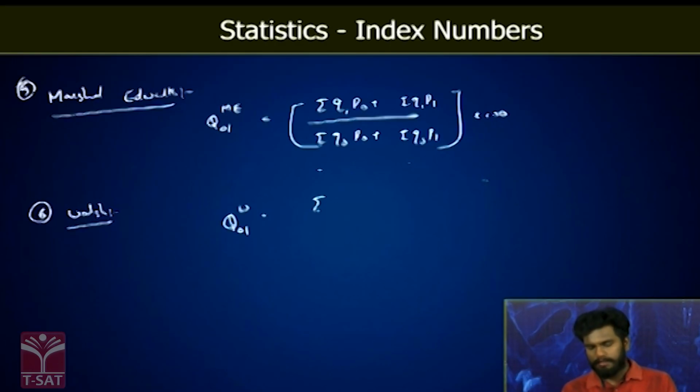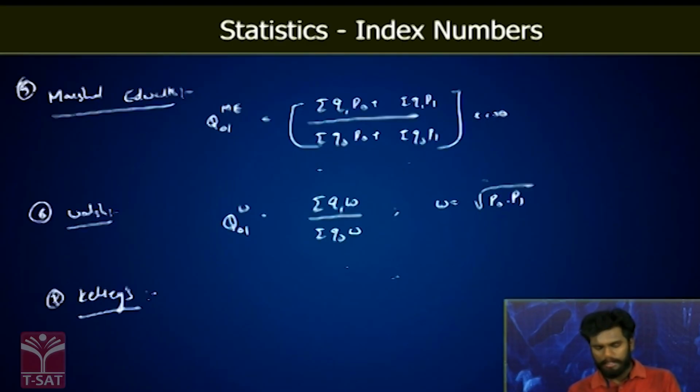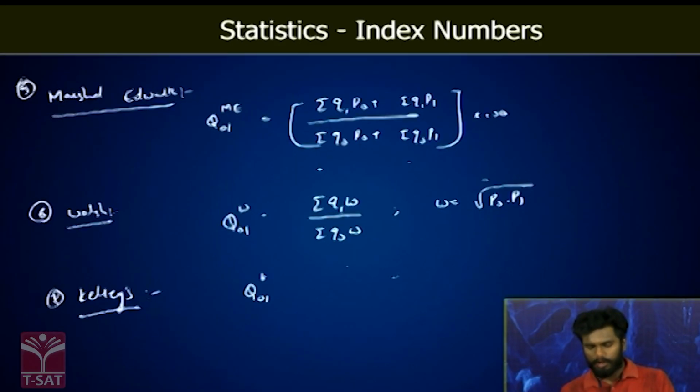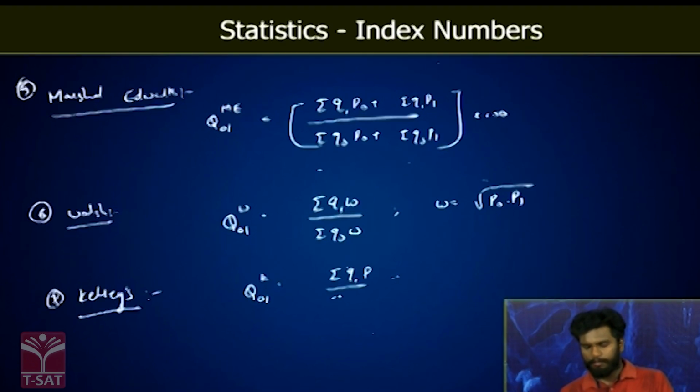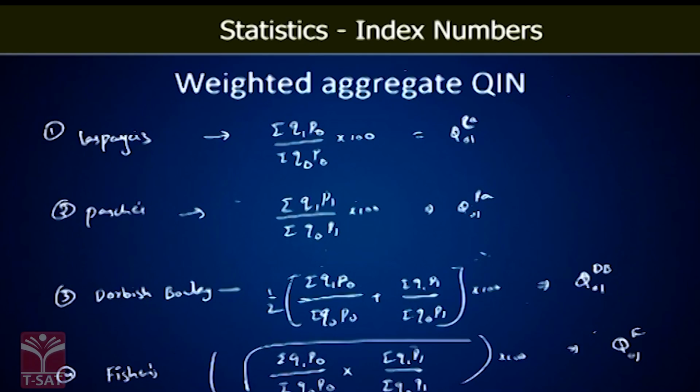It is given by summation Q1 W by summation Q0 W, where this W is given by square root of P0 into P1. Seventh one, Kelley's quantity index number. It is denoted by Q01 K, and it is given by summation Q1 into P divided by summation Q0 into P, where this P is the arithmetic mean of P1 and P0. So these are the weighted quantity index numbers.